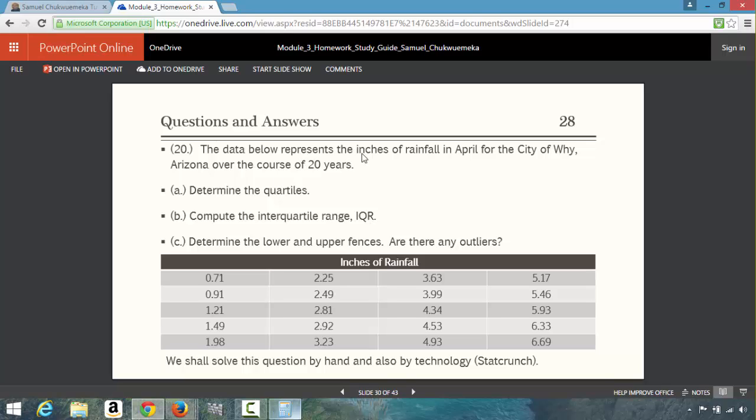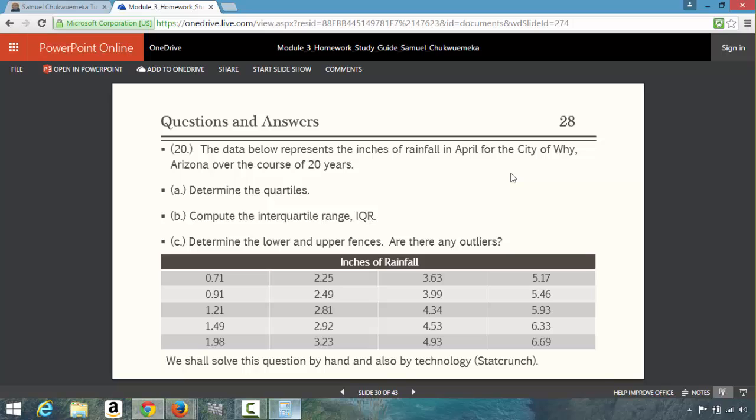The data below represents the inches of rainfall in April for the city of Y, Arizona. There's a city called Y, Arizona. Over the course of 20 years, determine the quartiles, compute the interquartile range, IQR. Then determine the lower and upper fences.